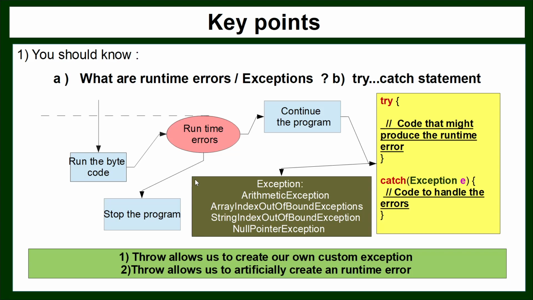Today we're going to be focusing on the throw keyword, and the throw keyword allows us to do two things. Number one, it allows us to create our own custom exception, so we can create our own exception and then use the throw keyword to utilize that in our code. And number two, it allows us to artificially create an error at runtime, so it allows us to test the catch statement. Now I'm going to quickly look through in a bit more detail what each of these mean.